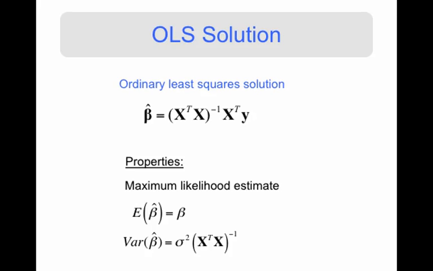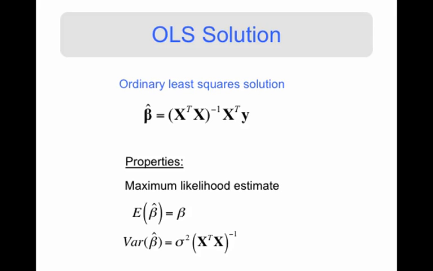The OLS solution has a number of interesting properties. First, it's also the maximum likelihood estimate, so if we were to maximize the likelihood, we would get the same estimate. It's also an unbiased estimate, so that means in expectation beta hat is equal to beta. So basically, on average, we're going to get the true value of beta by using this estimate, and that's a desirable property. Also, the variance of beta hat is equal to sigma squared times x transpose x inverse.